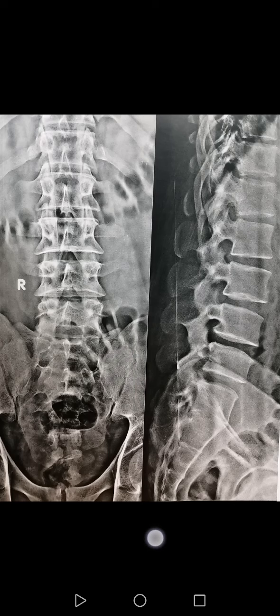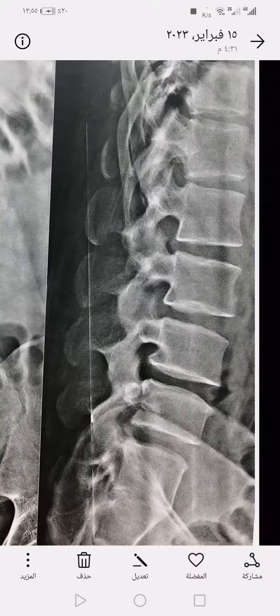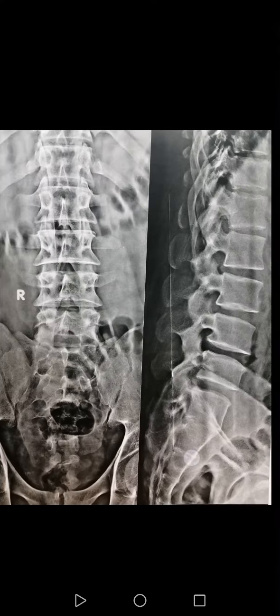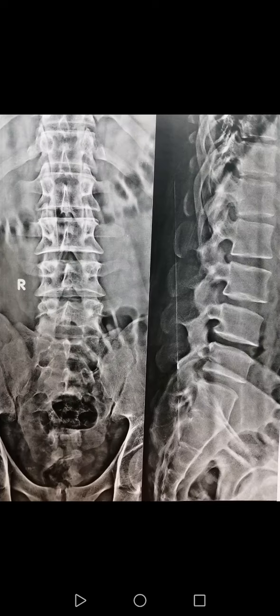First of all, what about alignment? Is there any problem in the alignment? Yes, there is decreased or lost lumbar lordosis. The lumbar spine here is more or less in the same line, so there is no curve here. So there is a lost lumbar curvature or lost lumbar lordosis, which means there is muscle spasm in this patient. So the first is there is lost lumbar lordosis, which is one of the alignment problems.